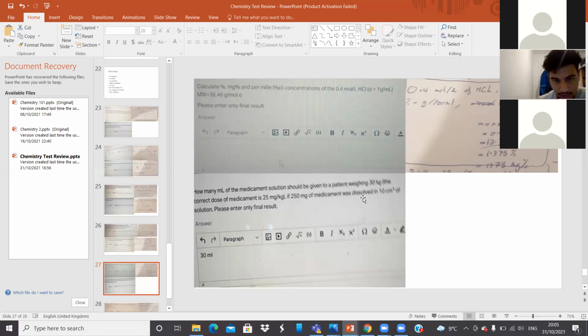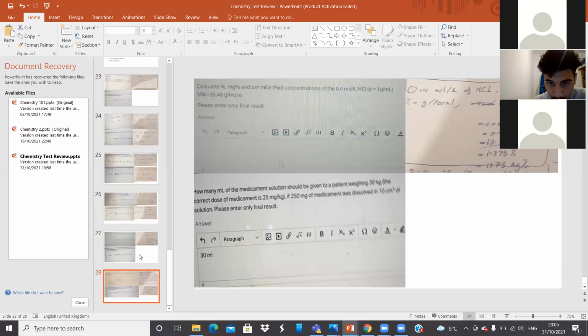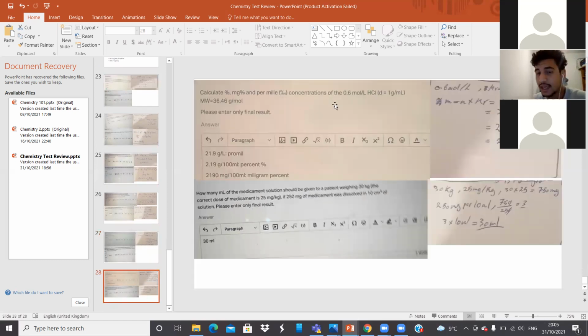And then I think this is the last question. Is it? No, 2 more. Actually, this is the same concept, but it's only using 0.6 moles per liter this time. So you do the same, but instead of 0.4 moles, 0.6 moles. So 0.6 times 36.46. That would be the per mille, and then you can use that to find percentage by moving the decimal point once, and milligram percentage by multiplying by 1,000.